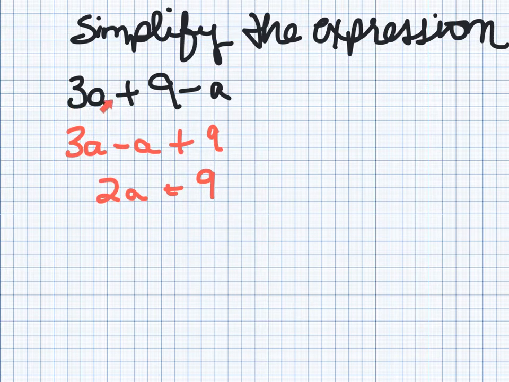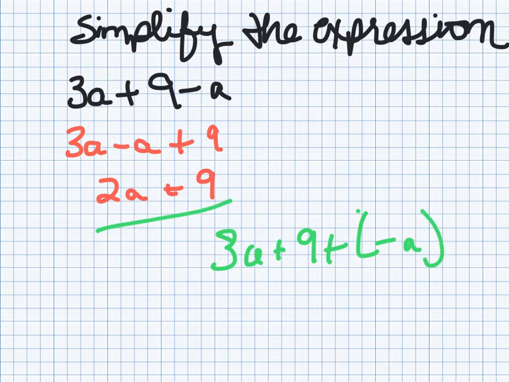Simplifying expressions. We have 3a plus 9 minus a. We combine our like terms. 3a minus a plus 9. We end up with 2a plus 9. Because these are so simple, I could rewrite this and turn it into an addition problem, as in I could have written it 3a plus 9 plus negative a. But this is so simple that I can just go ahead and work it out like that.